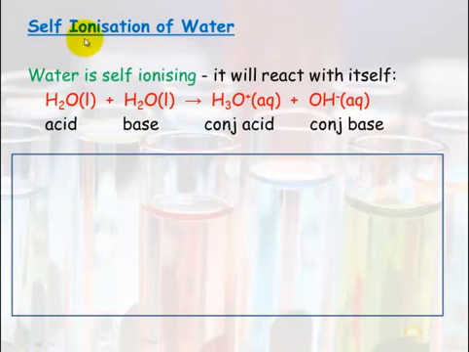So, self-ionization of water. Water is self-ionizing. It will react with itself. H2O plus H2O will make H3O positive, which is hydronium, and hydroxide, OH negative. It's going to ionize itself to a certain degree. So some of it will act as an acid, some of it will be a base and form the conjugate acid and the conjugate base. This is important for the following reason.